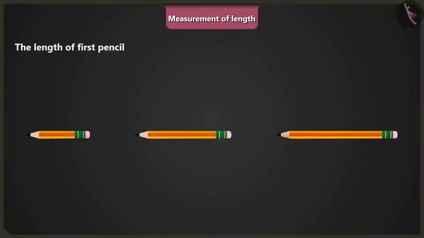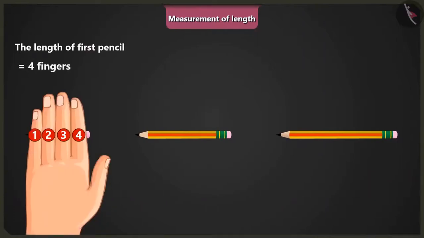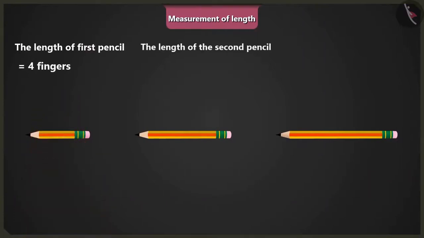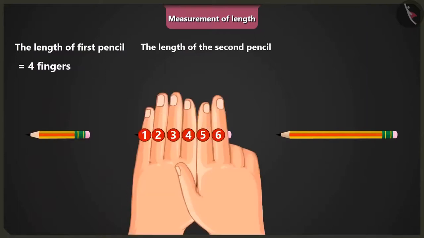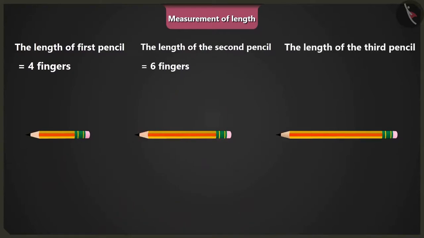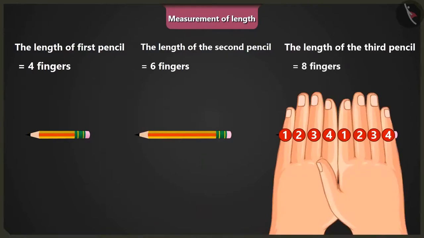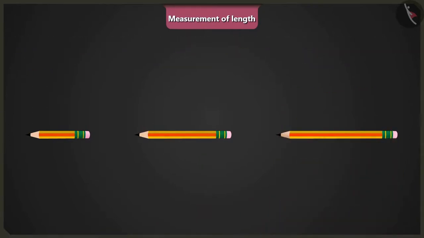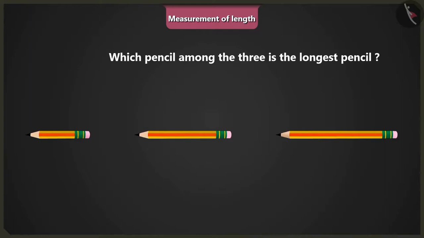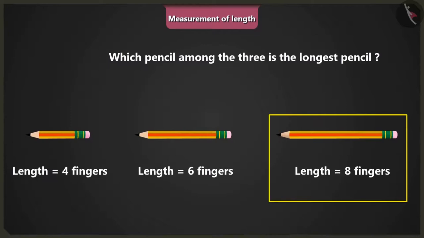The first pencil is equal to the length of my four fingers. The second is 4 plus 2, that is 6 fingers long. And the third pencil is equal to 4 plus 4, 8 fingers long. Very good, Mintu. Now tell me, which among the three is the longest pencil? Among these three, this is the longest pencil.